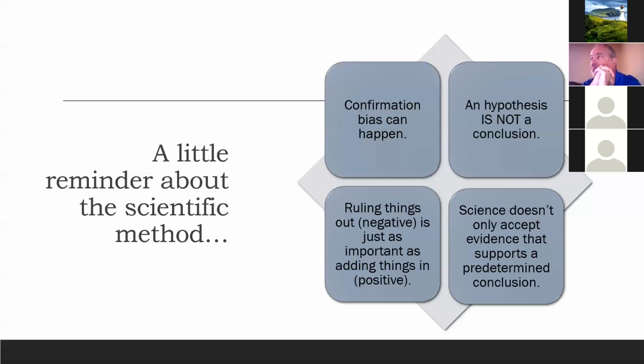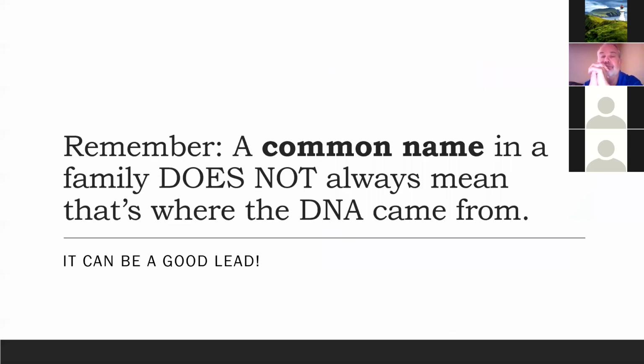A lot of us think that our tree is right, there's no way it could be wrong. You know, there are a lot of things like that that come into play, where we rule things out that we really shouldn't rule out. And just remember, a common name in a family does not always mean that that's where the DNA came from. So it's a good place to start.